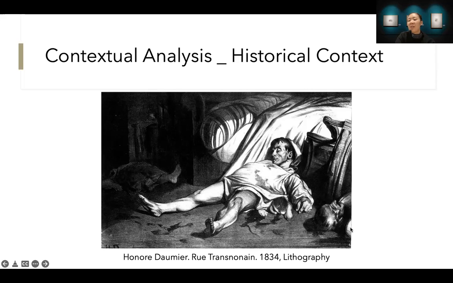A bloody event that remains in history as the massacre of Rue Transnonain, imaged by the painter and caricaturist Honoré Daumier. So that was the historical contextual analysis.